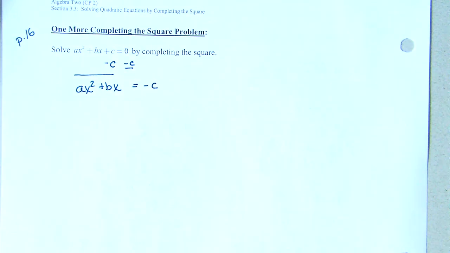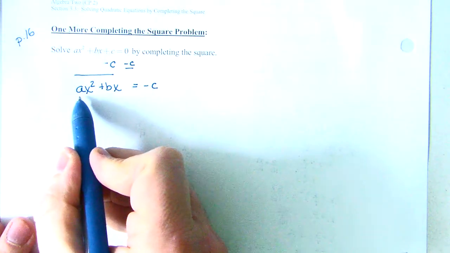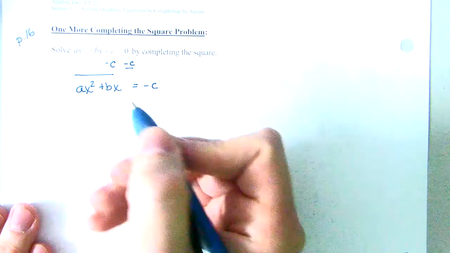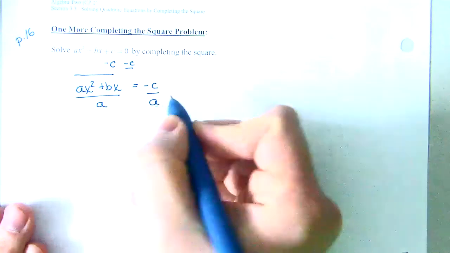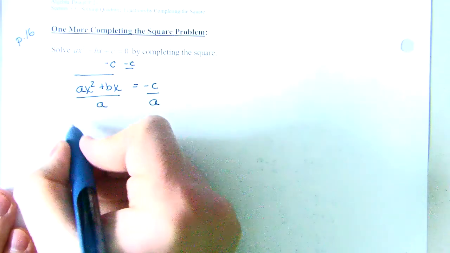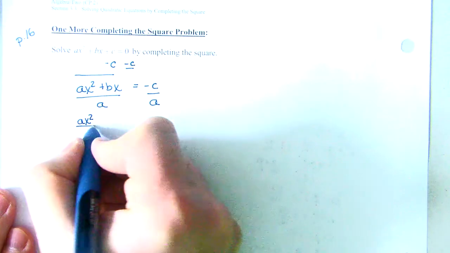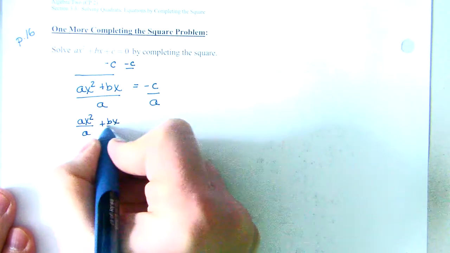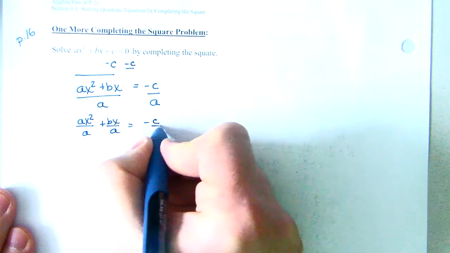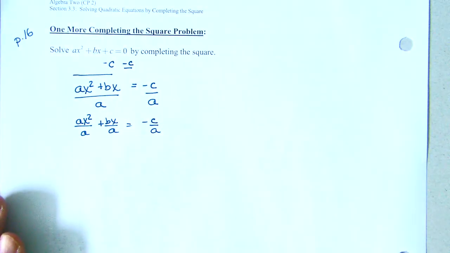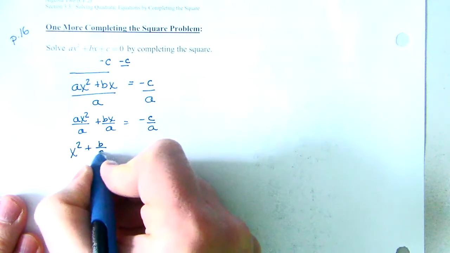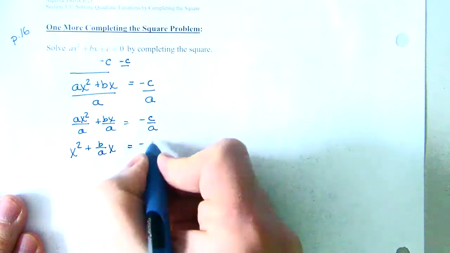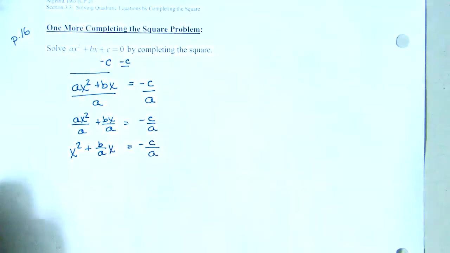What am I going to have to do next? Well, you're not allowed to have a number before the x squared, so I'm going to go and divide everything by a. I'm going to divide the left side by a and divide the right side by a. I guess I should probably go separate my fraction here. I'm going to say ax squared divided by a plus bx divided by a equals negative c over a. And really, this first part is just x squared. I can say my next part is b over a times x, and this equals negative c over a.